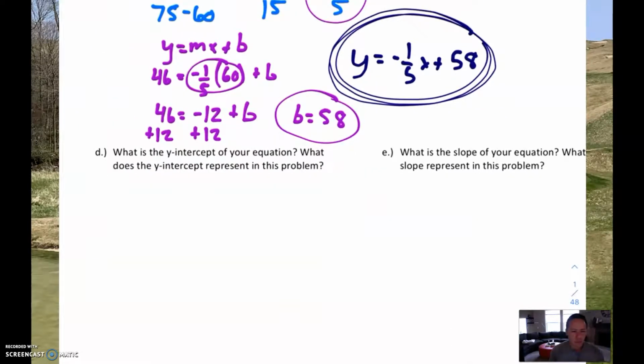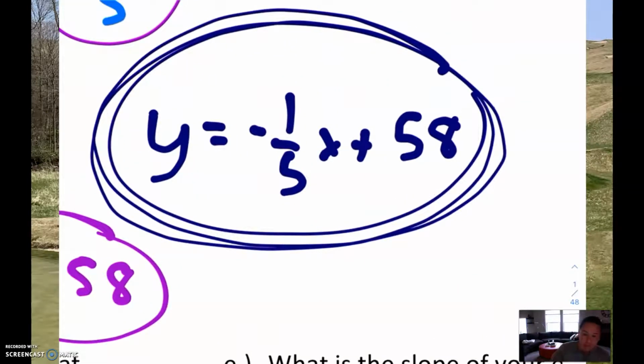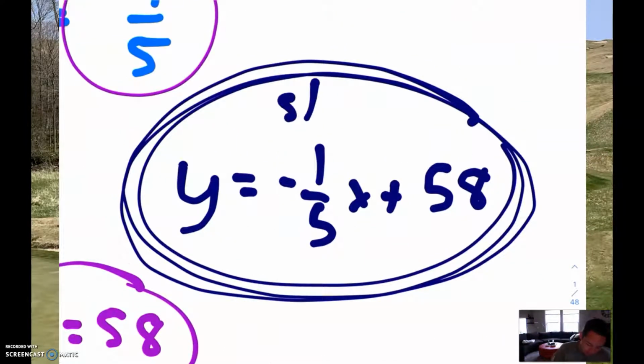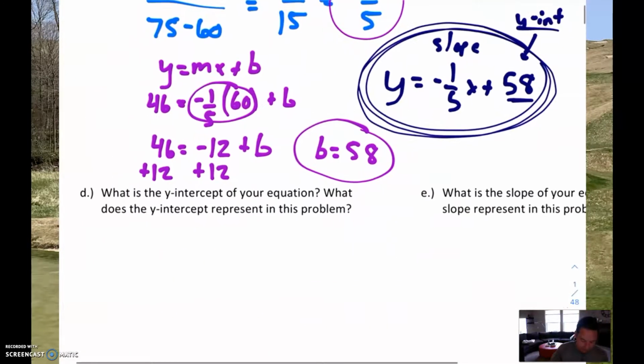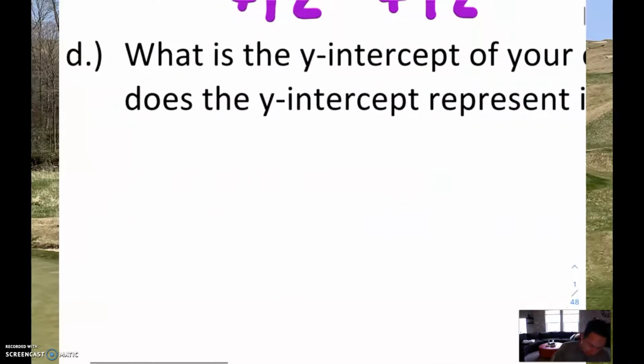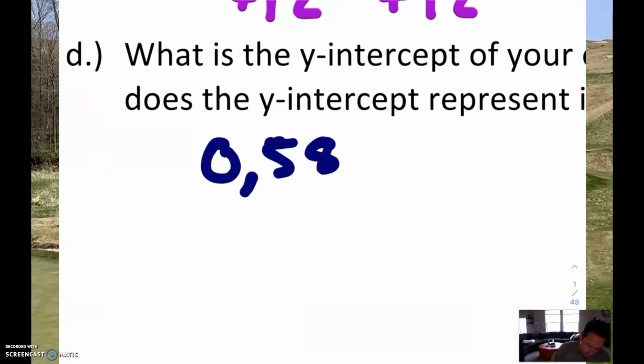Part D. What is the y-intercept? And what does the y-intercept represent in this problem? Well, luckily, we've already done this work. Remember when you're finding the equation, this is your slope, and this is your y-intercept. So I know that my y-intercept was 58. And I'm going to write this as a coordinate. The y-intercept is 0, 58.